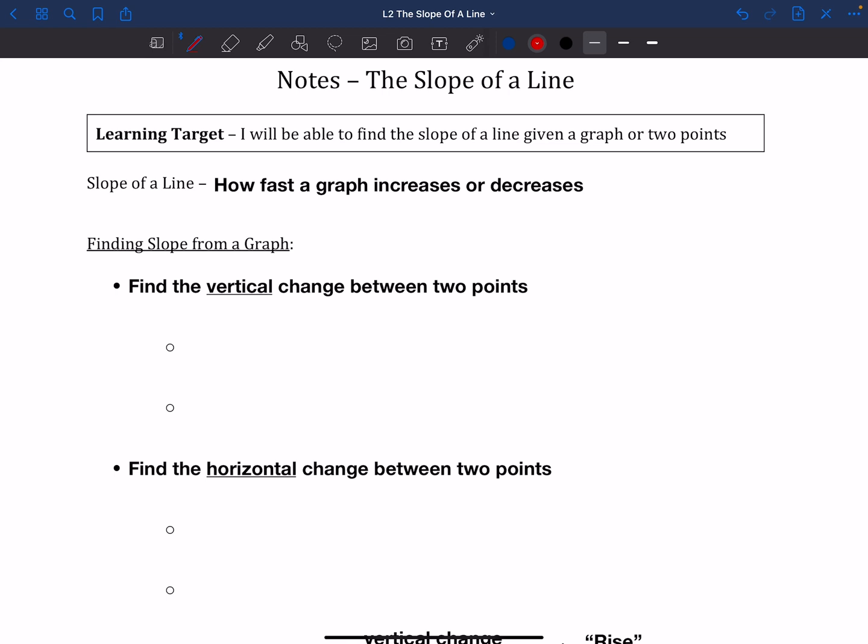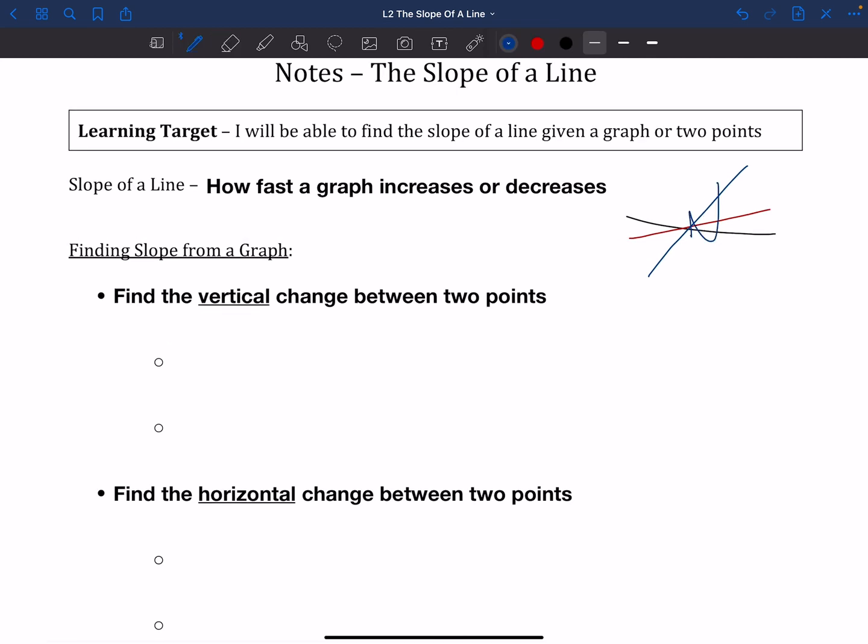So what the heck is the slope? The slope is describing to us how fast a graph increases or decreases, right? If I do a quick little sketch off to the side, I've got this red line and this blue line that are describing the situation we're working on. You can see that the red line is not as steep as the blue line. The blue one is increasing faster than the red one.